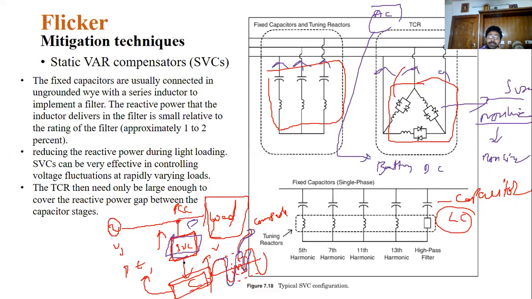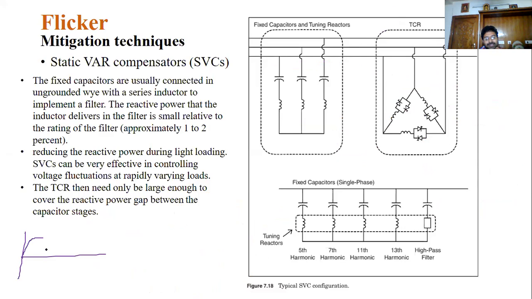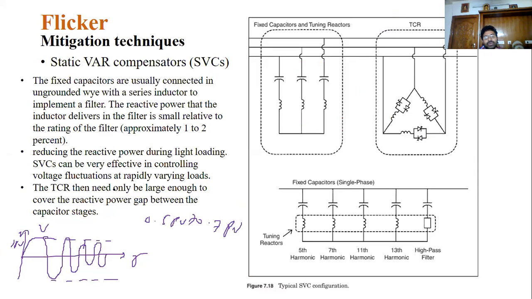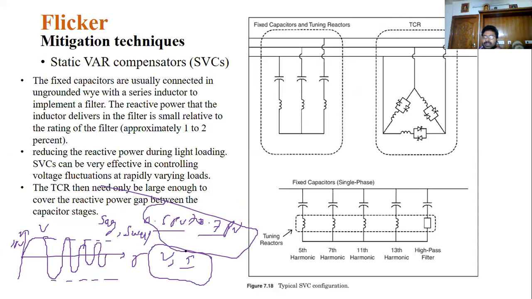Then how much voltage or current is injected into the system? Suppose this is time t, this is voltage, this is 1 pu. How much gap is there? Suppose only 0.5 pu to 0.7 pu is the voltage dip. This is not only helpful for injecting voltage, it is also helpful for reducing voltage swells, flickers and many problems. How much voltage and current is injected? If you calculate 0.5 to 0.7 manually, automatically it can inject the voltage and current into the system.